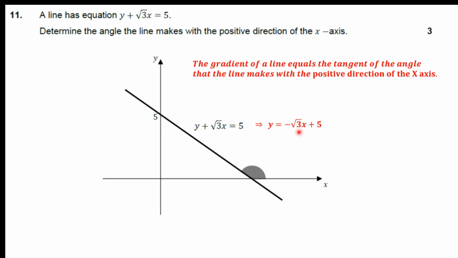So we can get the gradient from that. The gradient of that line will be negative root 3. Okay, so what do we know? We know that the gradient is negative root 3, but it also equals tan of the angle shown. So we can then say tan of the angle shown, that's alpha in my case, is negative root 3. We don't have a calculator, so you have to try to do this by finding out which angle has a tan of negative root 3.